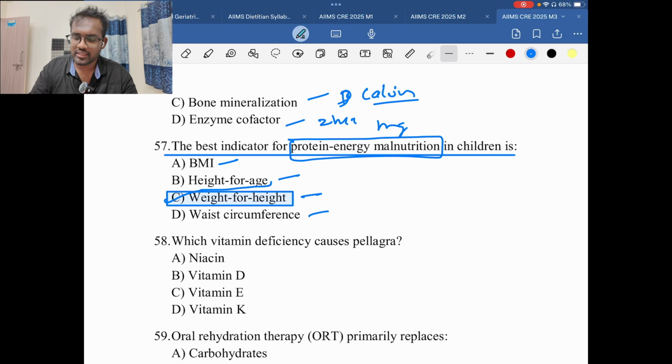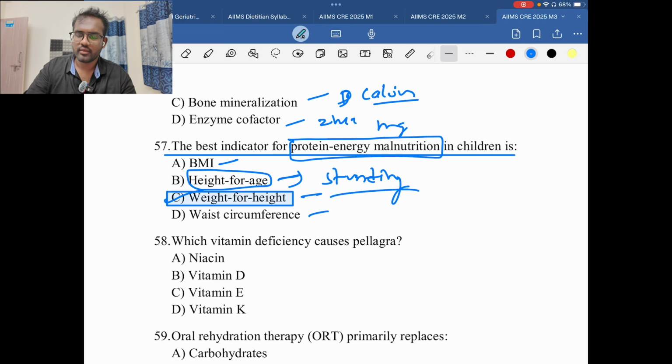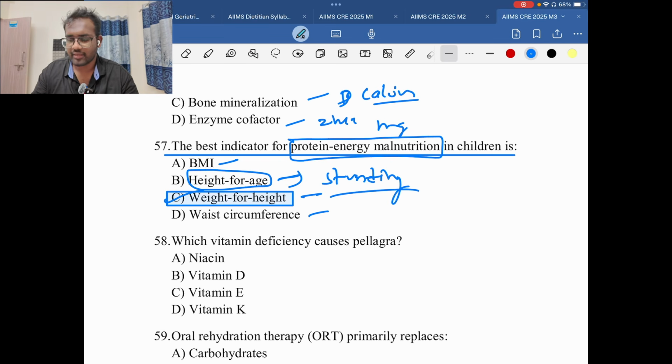Height for age is for the stunting condition. Okay, it is very severe malnourishment. Here protein energy malnutrition is related to weight for height. BMI is not considered for protein energy malnutrition. It is just an indicator, gives a basic reading of a healthy or unhealthy person. That's all. Waist circumference in some cases, but the majorly used one is weight for height.